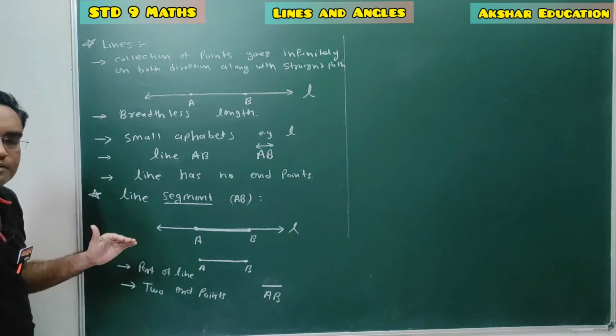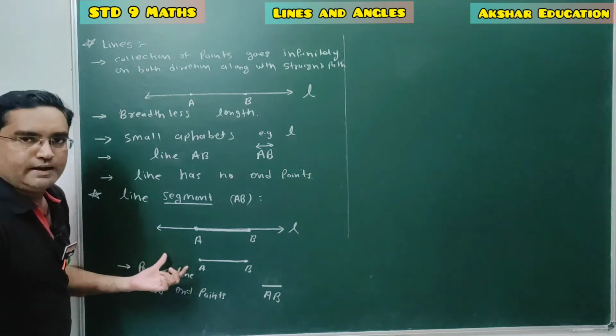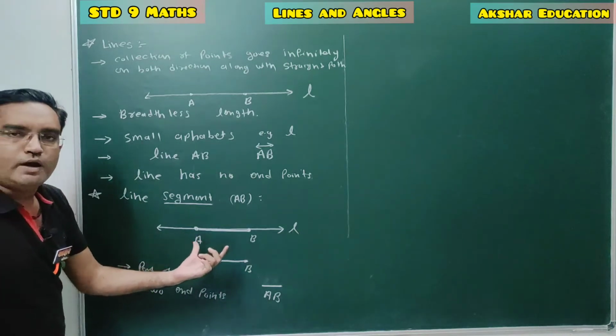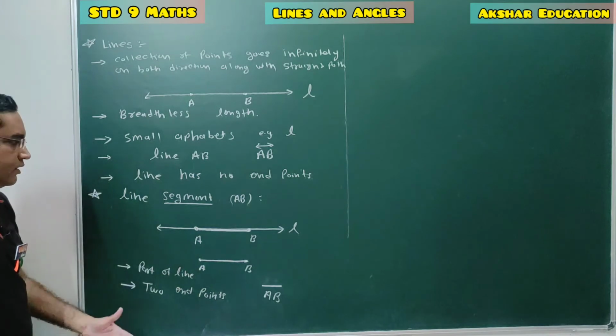So again, a line segment is nothing but the part of the line. A line segment has two endpoints. The two endpoints are point A and point B. Clear?